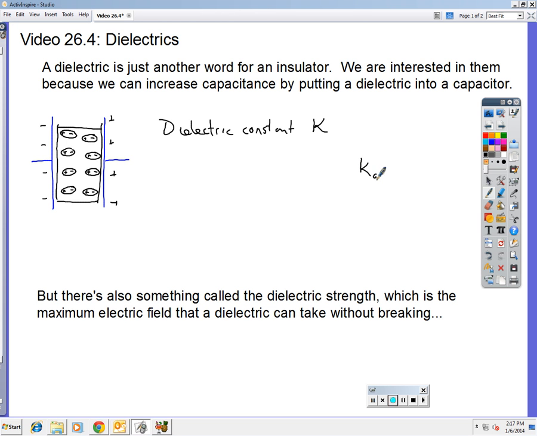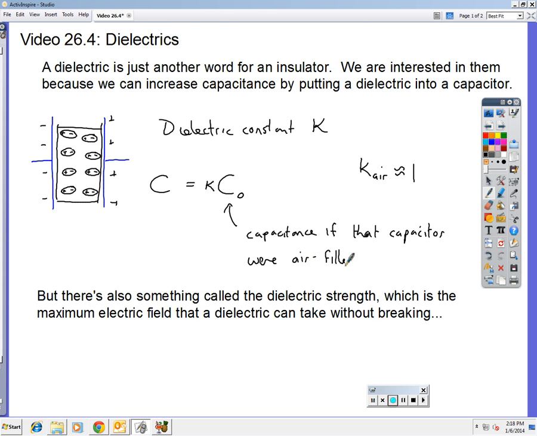For air, the dielectric constant is just about 1. And the capacitance of a capacitor with a dielectric in it is that constant kappa times C naught, which is what the capacitance would be if that capacitor were air-filled instead of dielectric-filled. So that is the equation you need to memorize. You need to know what the term dielectric constant means. You do not need to memorize any particular values other than the one for air.